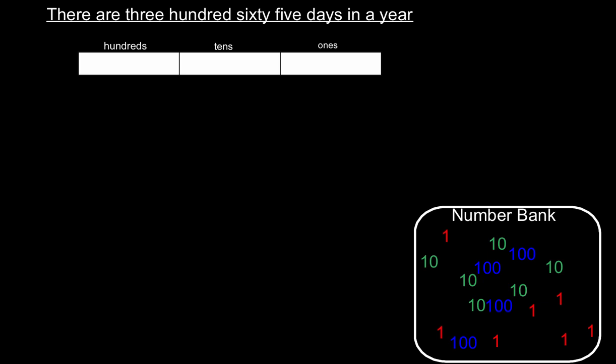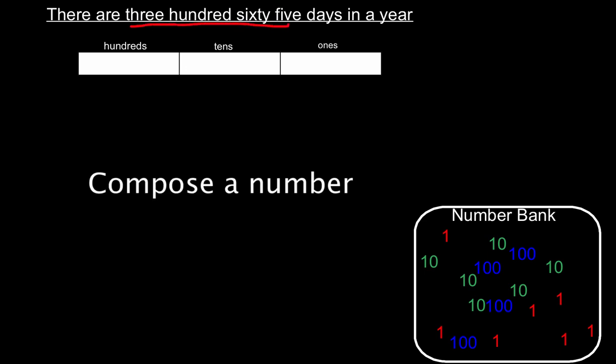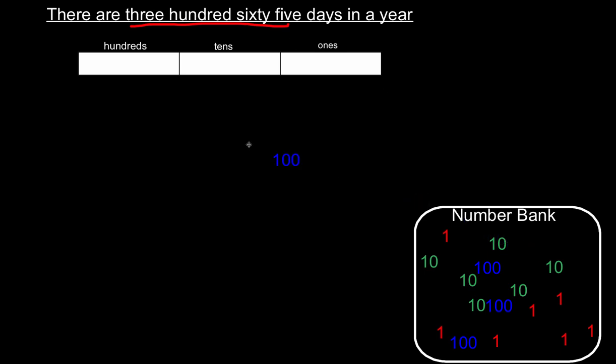Our science teacher tells us that there are 365 days in a year, which is completely true. This number 365 up here, that's written in word form, but let's compose a number out of it. So 300 means I have to have three 100s. So 100, 200, and 300. Now what we're going to do is we're going to add this up later.